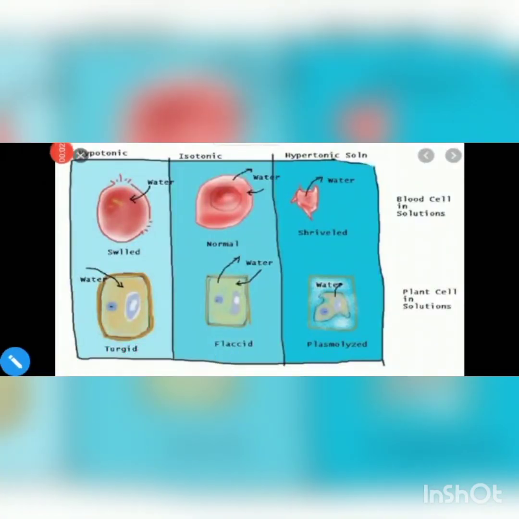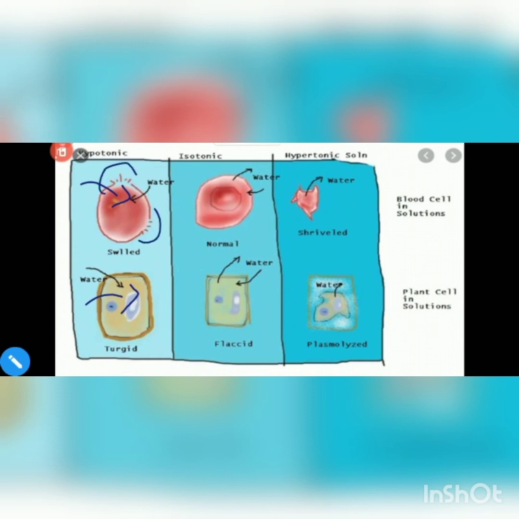Now let us do a quick recap of what we studied. What will happen when a plant cell and an animal cell are put in a hypotonic solution? Hypotonic solution means the outer solution will have a higher concentration of water, so water will enter into the cell. In the case of an animal cell, as more and more water gets into the cell, it will start to swell and bulge and finally it will burst.